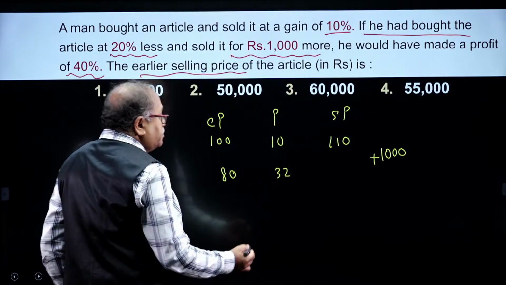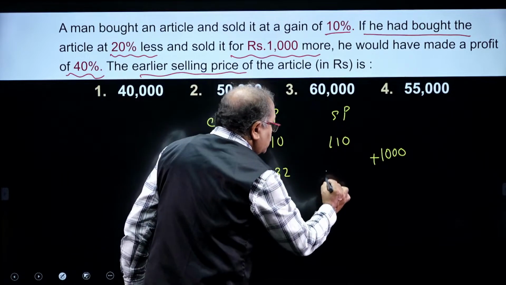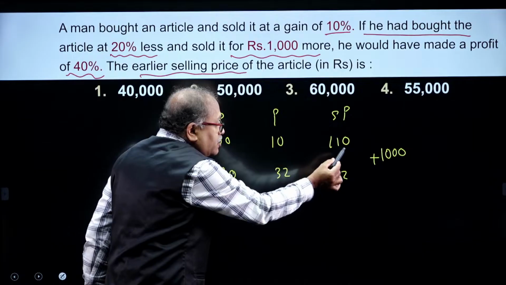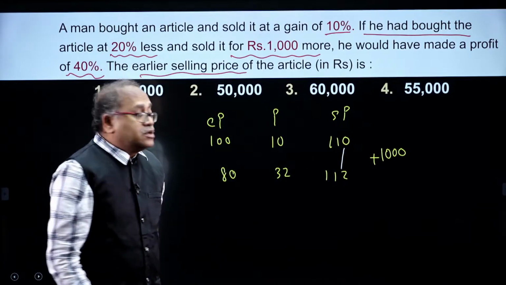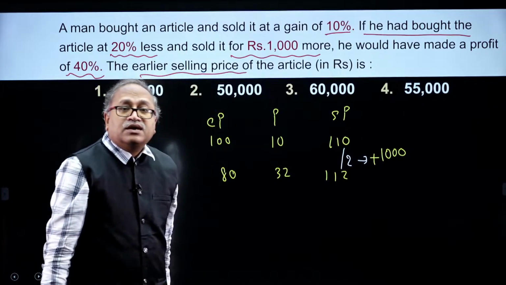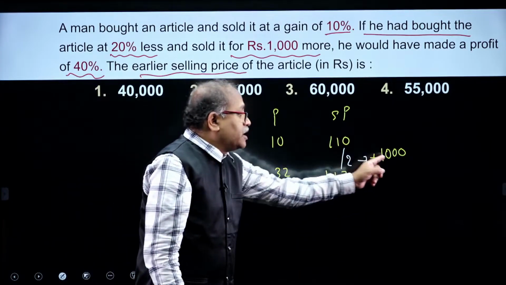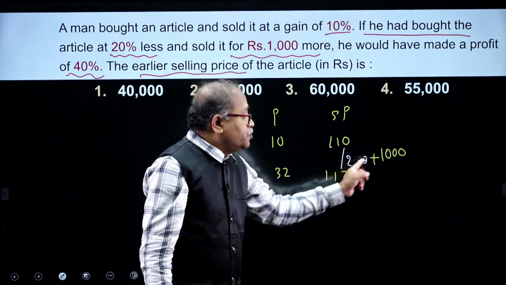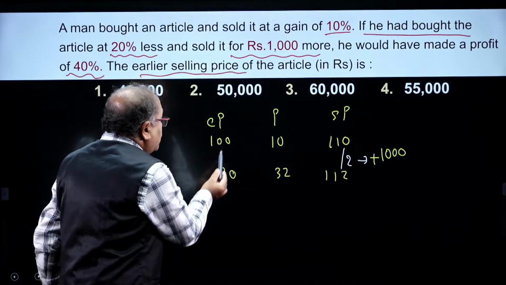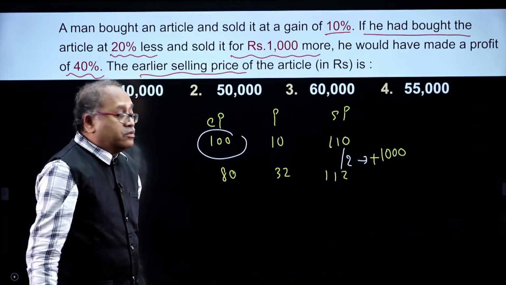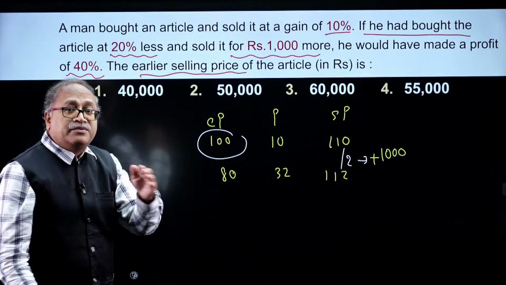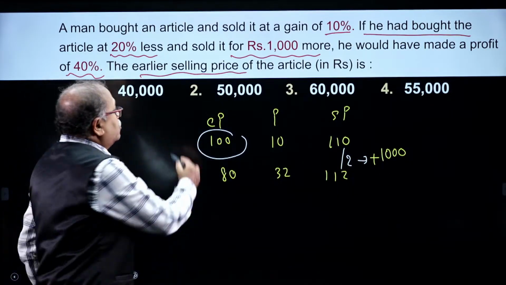Okay. So, let me write down that this is 112. That is over. Now, see how much increased? 2 parts increased. How much value increased? 1000. That means 2 parts is equal to 1000, 1 part is equal to 500. I need the earlier selling price. When 1 part is 500, then 100 parts is 500 followed by 2 more 0s, 50,000.